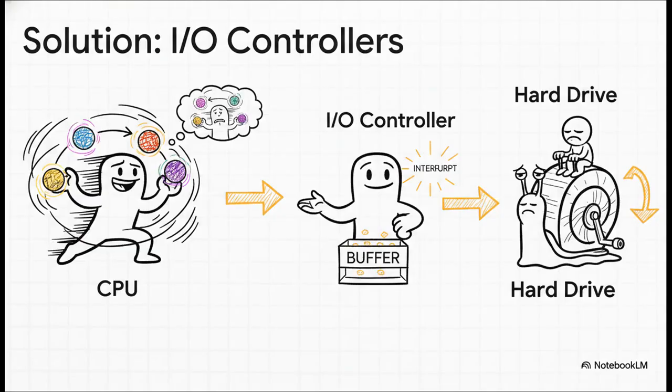So the really clever solution to this is something called an I/O controller. Think of it as a special purpose processor that acts as a middleman. The CPU just tells the controller, hey, go get me that file from the hard drive. The controller then handles that whole slow process on its own, gathering up the data in a little holding area called a buffer. And this is the magic part. It frees up the main CPU to go work on other things. Then, when the controller finally has the data ready, it sends an interrupt signal. It's like tapping the CPU on the shoulder to say, hey, your data's ready.